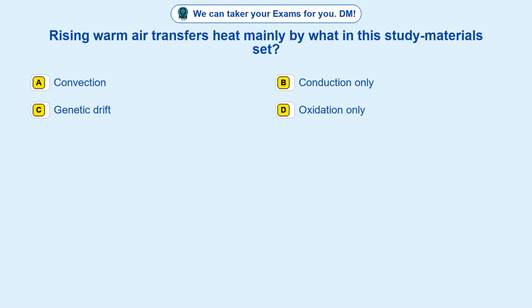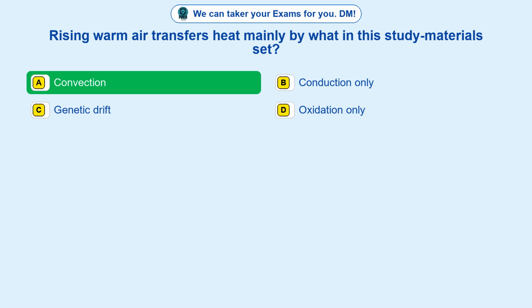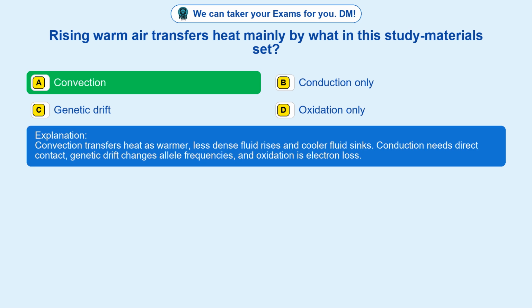Question 76. Rising warm air transfers heat mainly by what in this study materials set? Option A, convection. Option B, conduction only. Option C, genetic drift. Option D, oxidation only. The correct answer is option A. Convection. Convection transfers heat as warmer, less dense fluid rises and cooler fluid sinks. Conduction needs direct contact, genetic drift changes allele frequencies, and oxidation is electron loss.